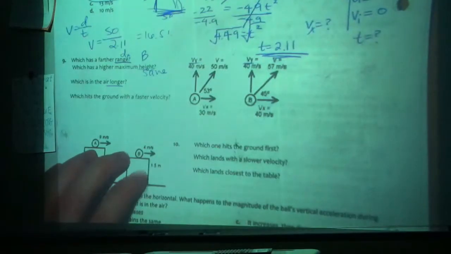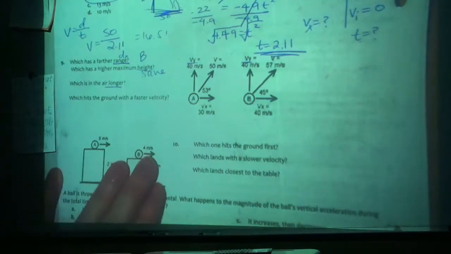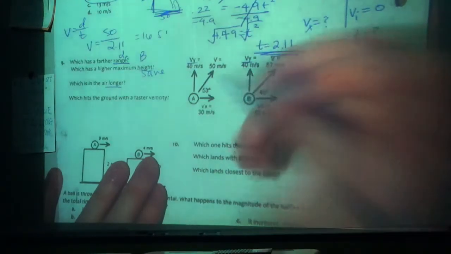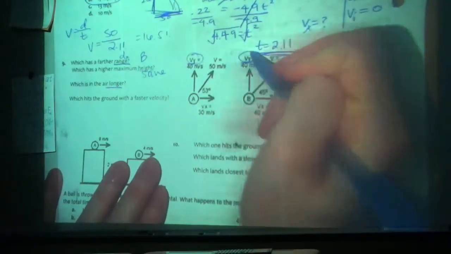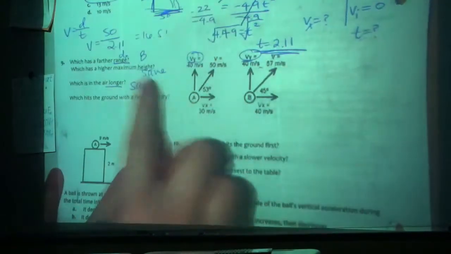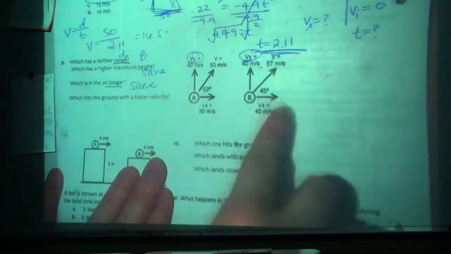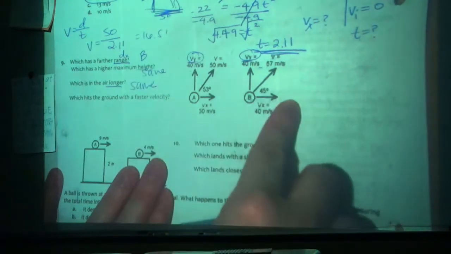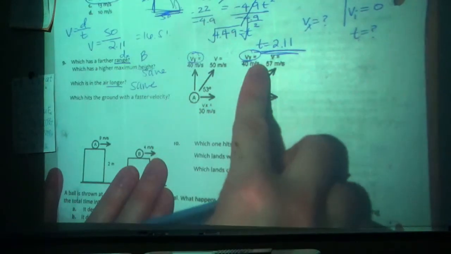Which one's in the air longer? Time, we just wrote on the other page, time is determined by the y component. So again, looking at our y velocities, they both have 40, so they're going to be in the air for the same amount of time, which is why earlier I said a bigger x velocity means it goes farther, because they were in the air for the same amount of time.